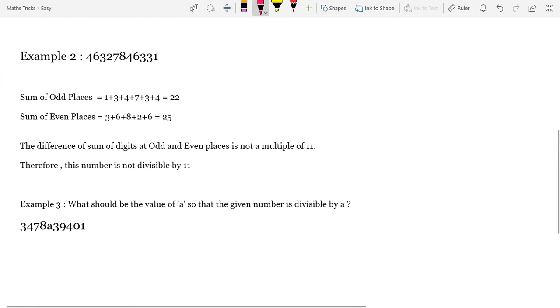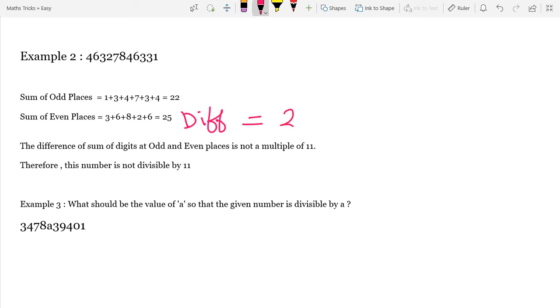As you can see, there is example 2 on the screen. You can see the question and we'll do the same thing. We'll find the sum of the digits at odd places and then the sum of the digits at even places. As you can see, the sum of the odd places digits is coming out to be 22 and the sum of the digits at even places is coming out to be 25. Now what is more important to us is the difference between the sum of the digits at even places and odd places.